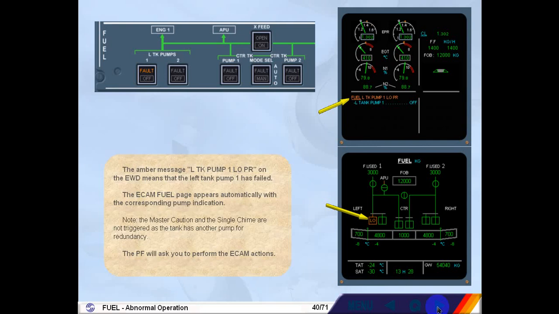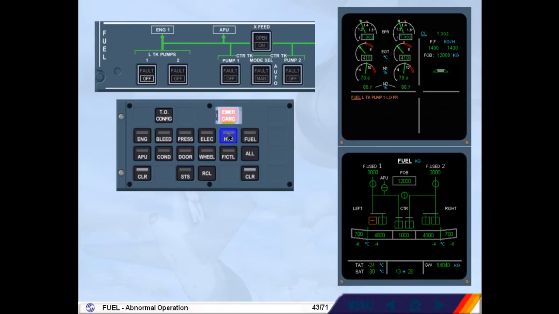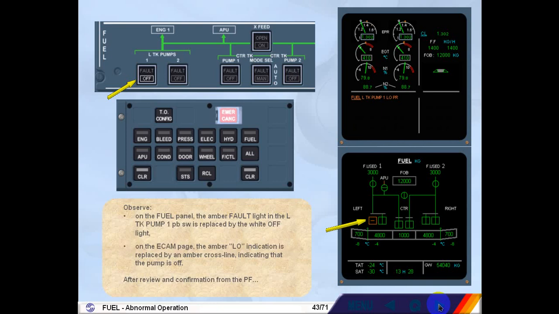The pilot flying will ask you to perform the ECAM actions. Perform ECAM action. Observe, on the fuel panel, the amber fault light in the left tank pump 1 push-button switch is replaced by the white off light. On the ECAM page, the amber low indication is replaced by an amber cross line, indicating that the pump is off. After review and confirmation from the pilot flying, clear fuel.